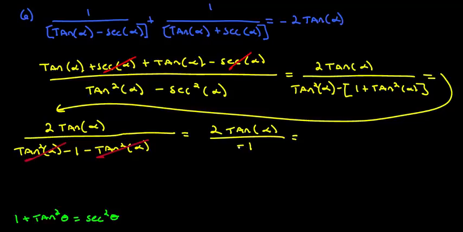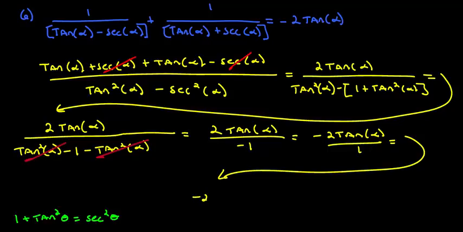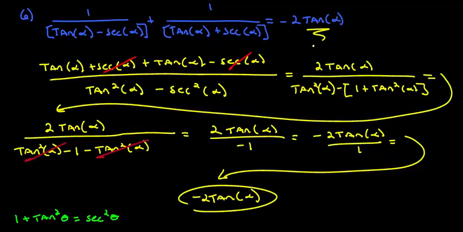Negatives in the top and the bottom of your fraction can move, so this guy can move up top. And so I'd end up with this guy over 1, which is just this guy right here. And you're done. Okay, that was what we needed to prove.